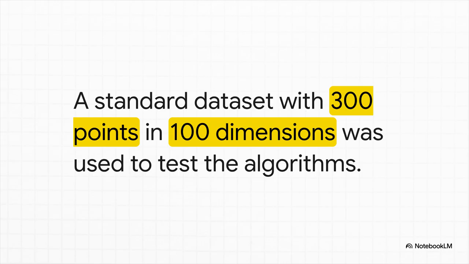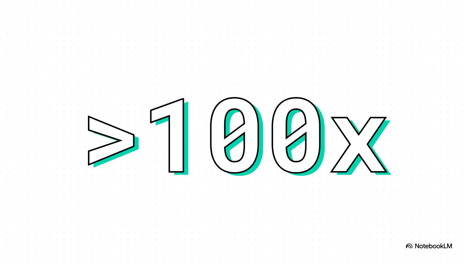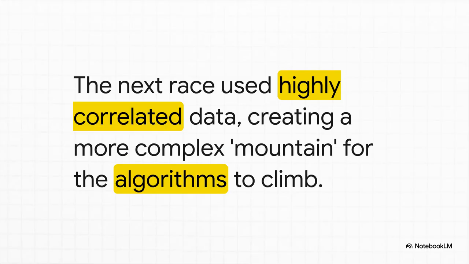In the very first test on a pretty standard, well-behaved data set, the differences were, well, they were staggering. The performance gap between the fastest and the slowest wasn't just a few percentage points. It was more than 2 orders of magnitude. The winners, conjugate gradient and BFGS, were over 100 times more efficient than the slowest methods. Let that sink in for a second. 100 times faster.